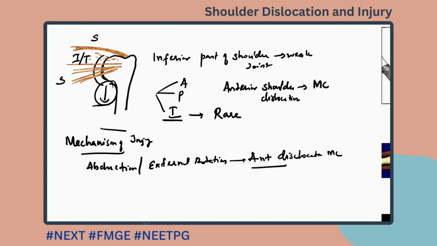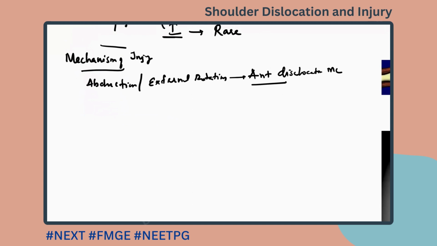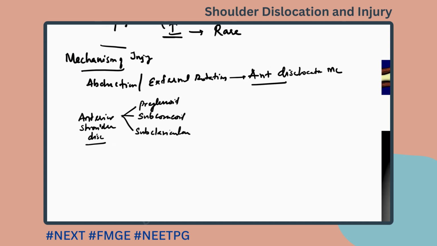Okay, clear? Any doubt in this? No. Now, whenever a shoulder dislocates anteriorly, there are three regions the head of the humerus can reach. Based on that, anterior shoulder dislocations are classified into three types: preglenoid, subcoracoid, and subclavicular. Of these, subcoracoid is the most common type of anterior shoulder dislocation.